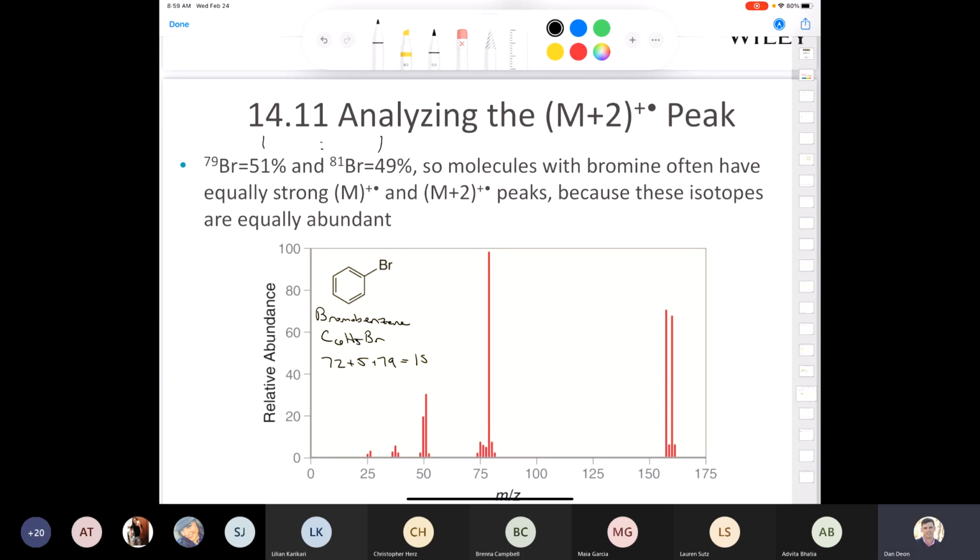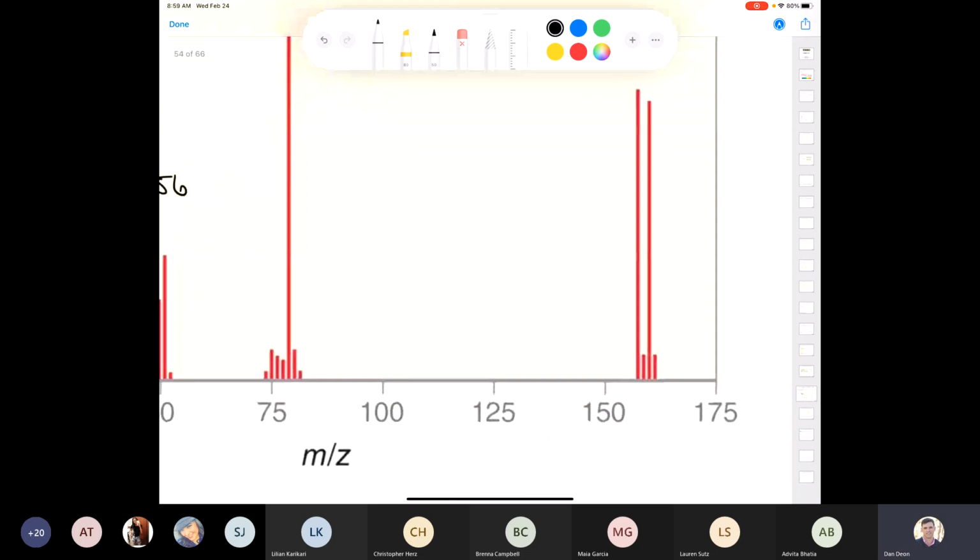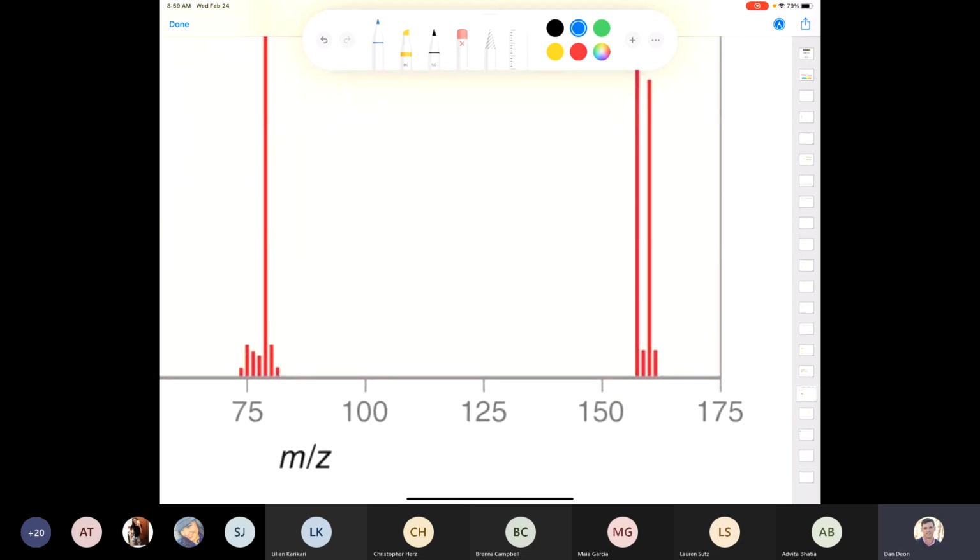That gives us 156. Now this one's a little dicier, but you gotta be Johnny on the spot here. So we got 151, 152, 153, 154, 155, 156. So this is our mass over charge equal to 156. This is our parent, and then you can see here that you have 156, 157, 158. So this is mass over charge equal to 158. This is our M+2 peak.